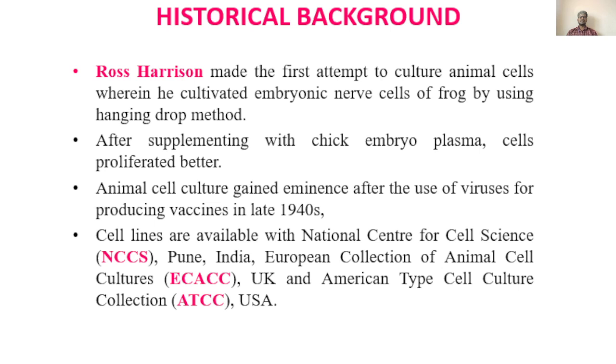The first cell culture was done by Ross Harrison and team using frog nerve cells by the hanging drop method. The medium used then was chick embryo plasma. People even used whole blood and also embryo extract, but people got success at different rates, in different percentages of success.